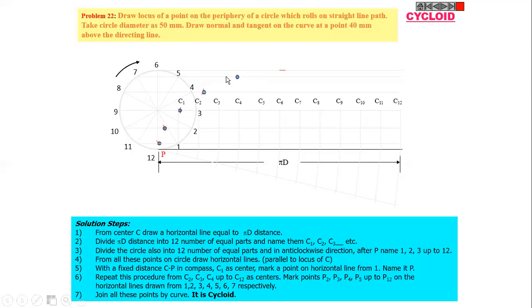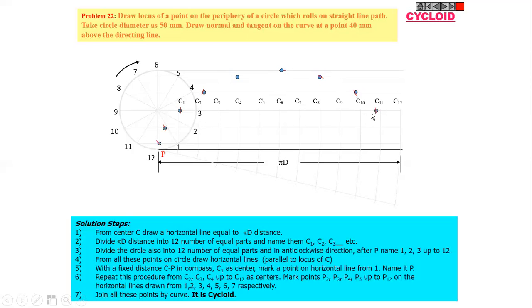Then C5 as a center, cut the fifth line, this is my fifth point. Then C6 as a center, cut the sixth line. Then the 7 line. Where is the 7 line? 5 and 7 points lie on the same line. So cut with C7 as a center, cut the 7th line. That's the 7 point. Then C8. Where is the 8? This 8. Cut it. Then C9 as a center. C9 and 3 points are on the same line. Cut here.